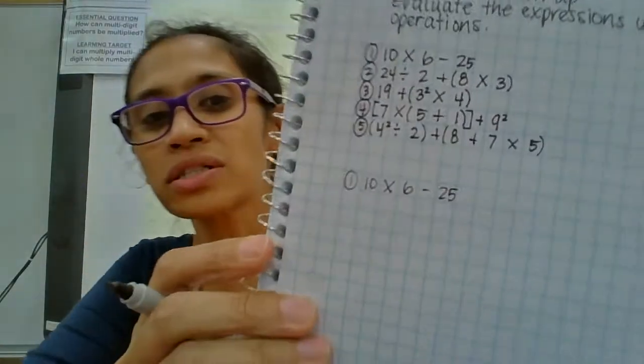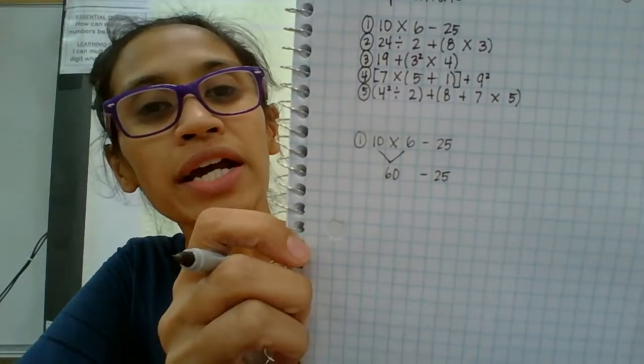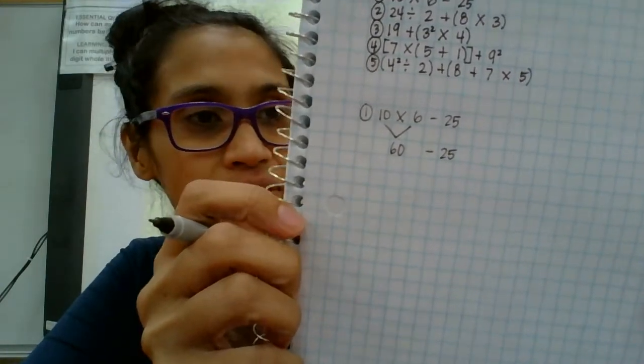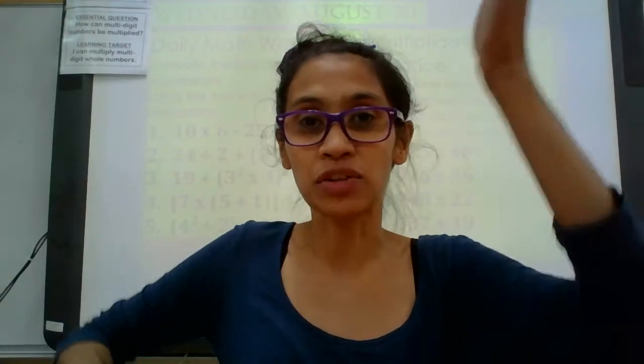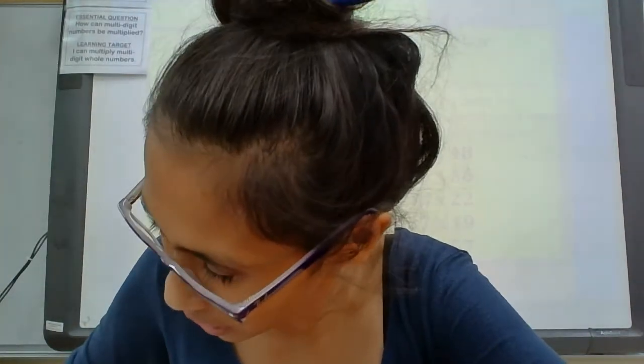All right, what do we do first? We're going to do the 10 times 6, which is what? 60. Make sure you draw that little V, bring down that minus, and then 25. Just like that. All right, now what is 60 minus 25? Oh my, you probably can't just subtract like that, so we can write it vertically, and I'm going to write that on the side right here.